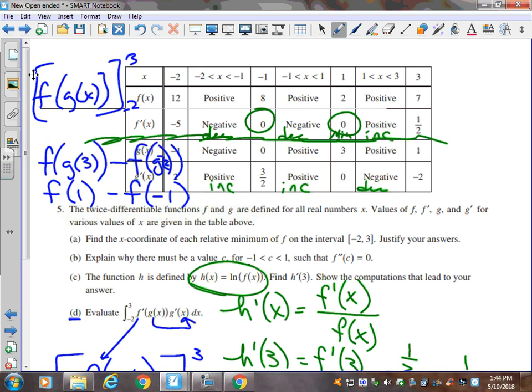Now we'll focus on the f line. What is f of 1? What is f of negative 1? And 8 minus 2 is negative 6.